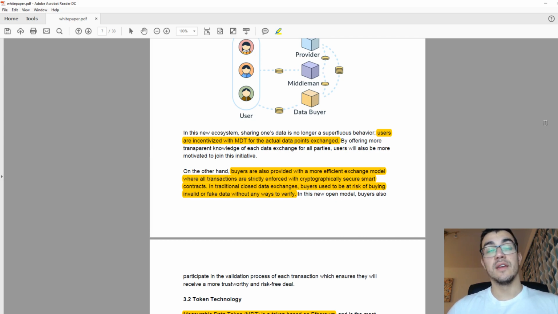So MDT doesn't only want to make it a good thing for the middleman, but it wants to make it a better environment, a better product for the data buyers, for the providers, and for the users. And here they are telling us how.